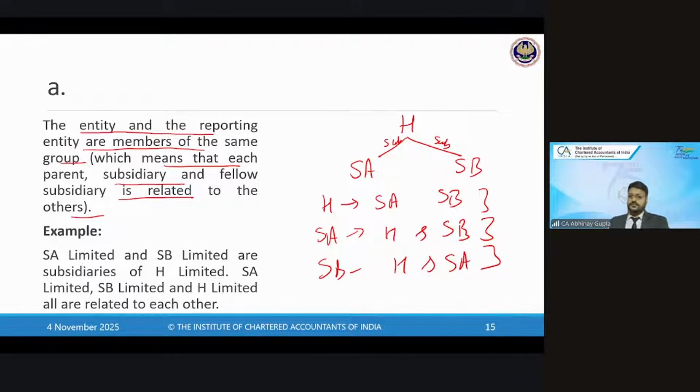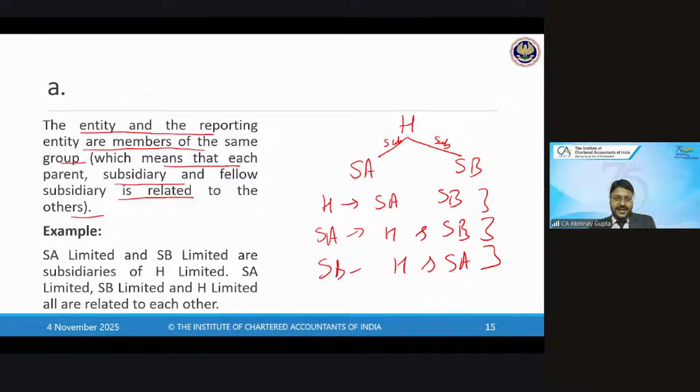Sir, I think the first one is correct, and in the second and third, only H may be related, not SB and SA. Why? Sir, here all are related, sir. SA does not have any control over SB, and SB does not have any control over SA. The only link is that the KMP are the persons sitting on them.